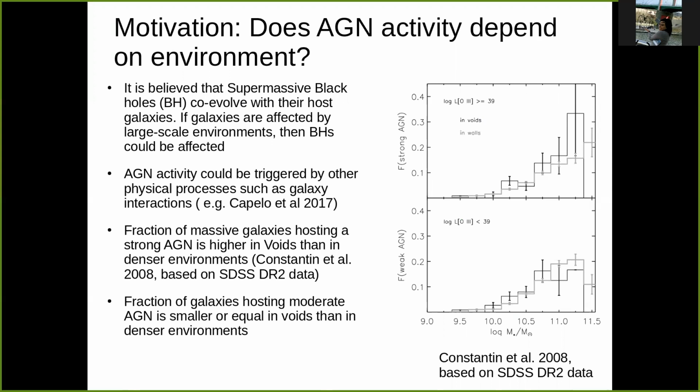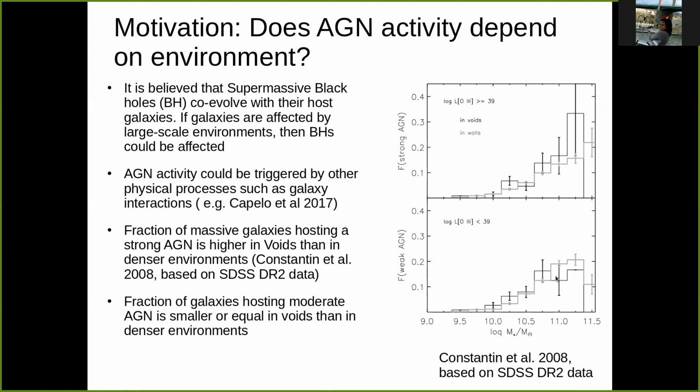In particular, Constantin, based on SDSS data, found that the fraction of galaxies with a strong AGN is higher in massive void galaxies in comparison with wall galaxies. This is shown in the top panel of the figure. But the fraction of galaxies hosting moderately luminous AGNs is smaller or equal in voids than in denser environments.